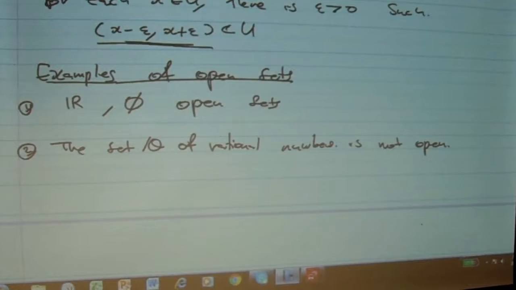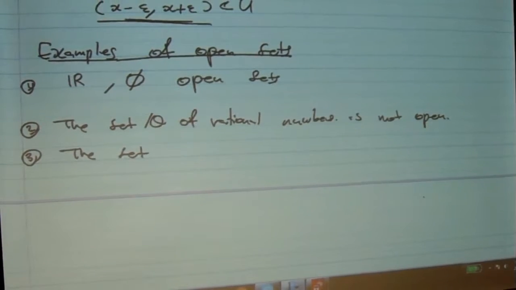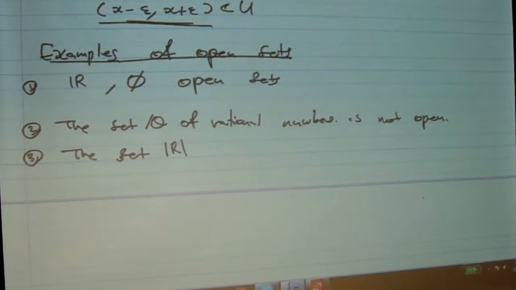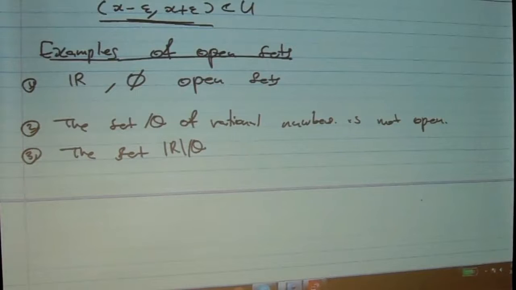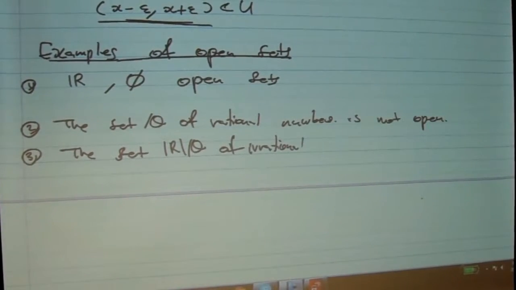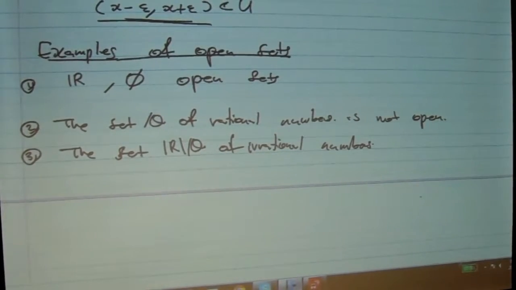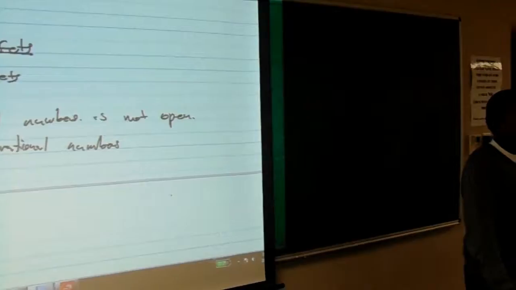And then what about this one? The set R without Q. This is the set of irrational numbers. Is it open or not? Without rationals, only irrationals. So we'll never be able to get rationals. So is it open?